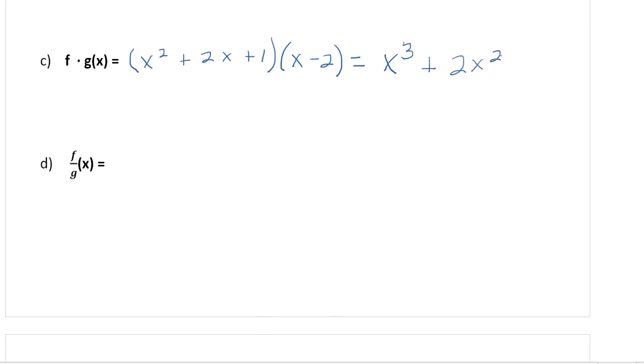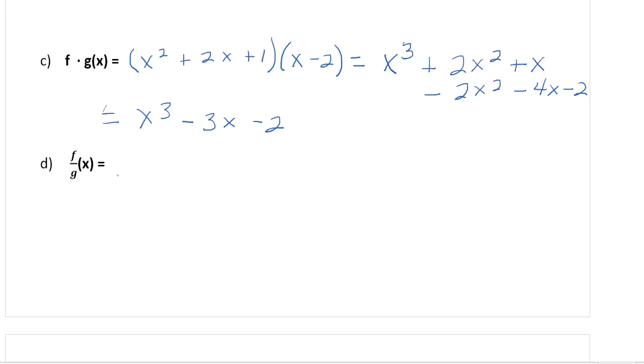And then if I multiply the negative 2 times everything in the trinomial, I would get negative 2x squared minus 4x minus 2. So now combining like terms to get my final answer, I would end up with x to the third. The x squared terms subtract away, minus 3x minus 2. And then for the third function we're supposed to do with f and g, we are to divide them.